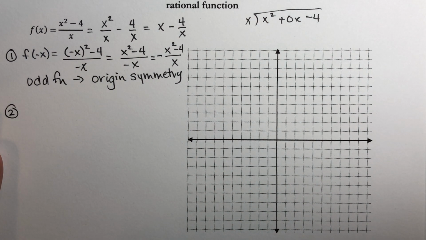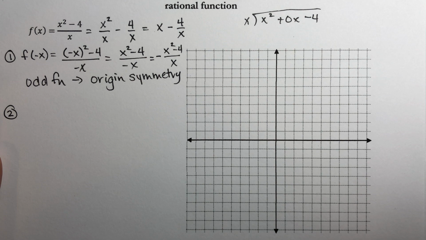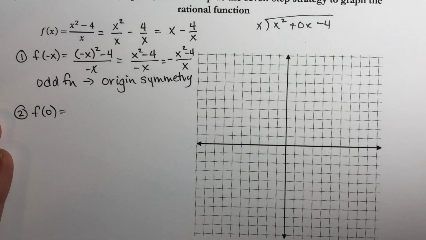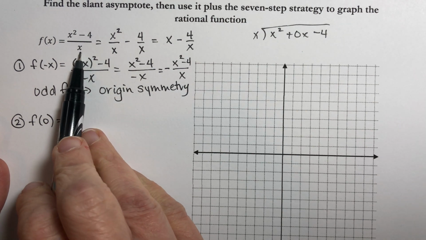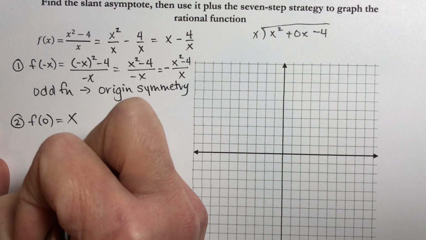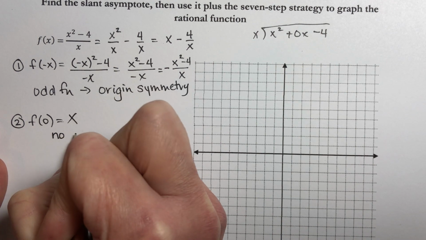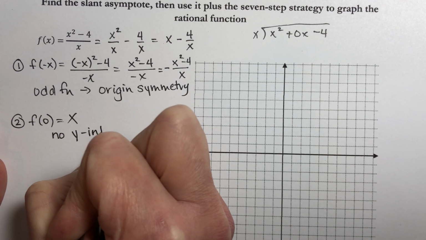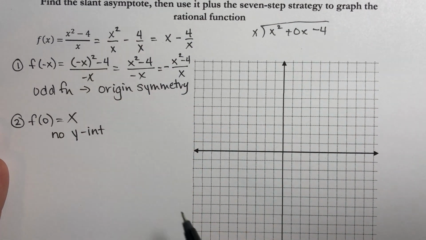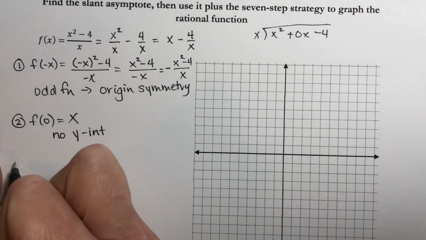All right, step 2 is to find a y-intercept, if we have one, by finding f of 0. But what happens when I plug in 0? I get 0 on the denominator here. That can't happen. There's no y-intercept, because that was undefined when I plugged in 0.